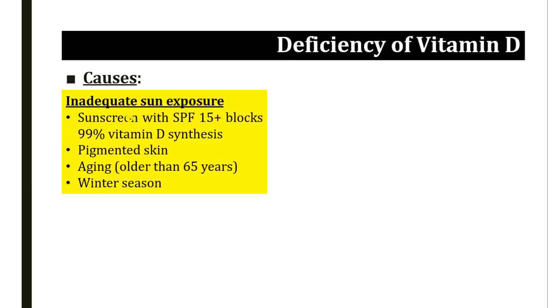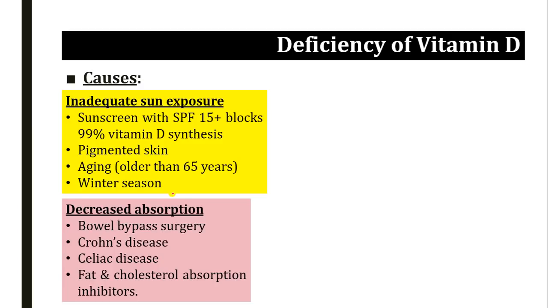So whenever we have inadequate sun exposure, that produces deficiency of vitamin D, like using sunscreen with SPF 15 plus for a longer period of time. It blocks almost 99% of vitamin D synthesis. Pigmented skin, aging older than 65 years of age, winter season, or certain habits like wearing a burqa also reduce the sun exposure.